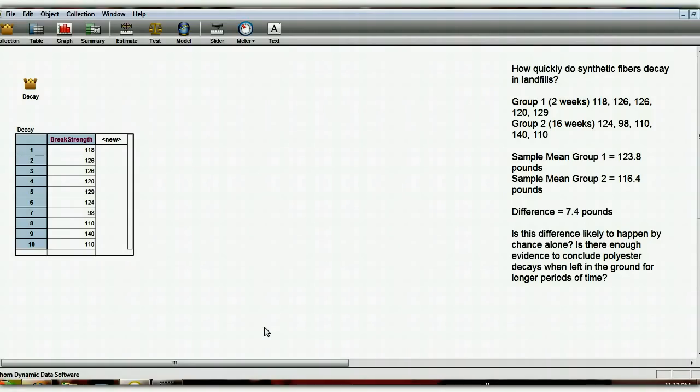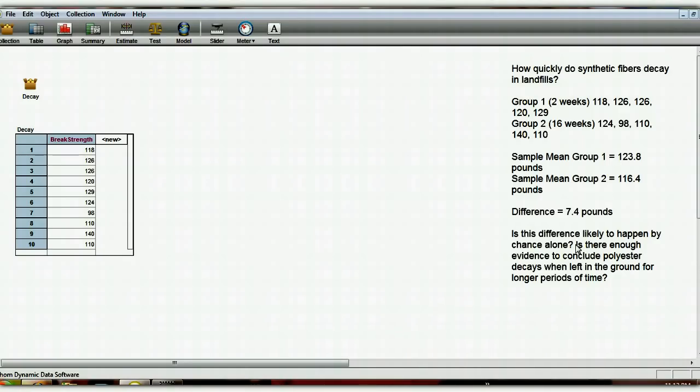A researcher buried 10 strips of polyester fabric in well-drained soil in the summer. 5 strips of the fabric were buried for 2 weeks, and another 5 strips of fabric were buried for 16 weeks. At the end of that time, the breaking strength of the fabric in pounds was measured, since breaking strength is a good indicator of decay.